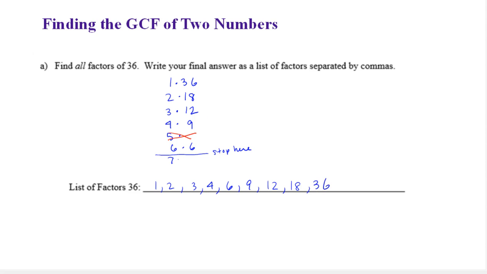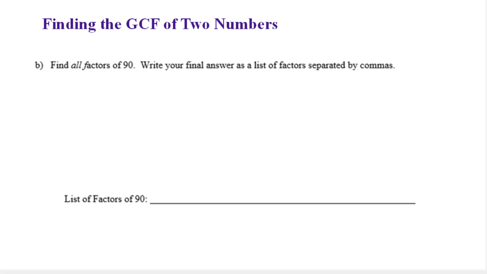Okay. Now let's find all the factors of 90. And we actually did this one before. So we had 1 times 90. 2 goes into 90 45 times. 3 times 30 is 90. Again, I'm doing this quickly, but we learned this process.